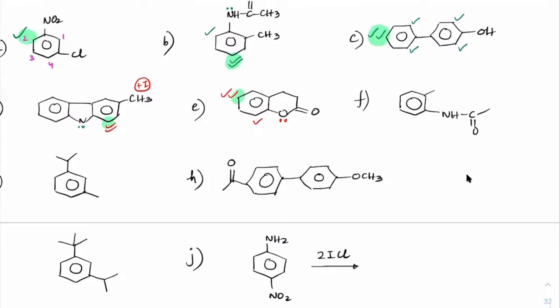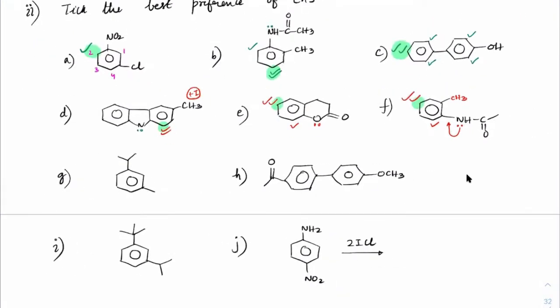Next, F, lone pair donating, and this side there is methyl. Which is more preferred, lone pair? I mean, nitrogen's lone pair or methyl? Nitrogen. Right. So nitrogen's lone pair. So with respect to that, we have ortho position and para position, which we should go for. Should go for para. So this is the most preferable position.